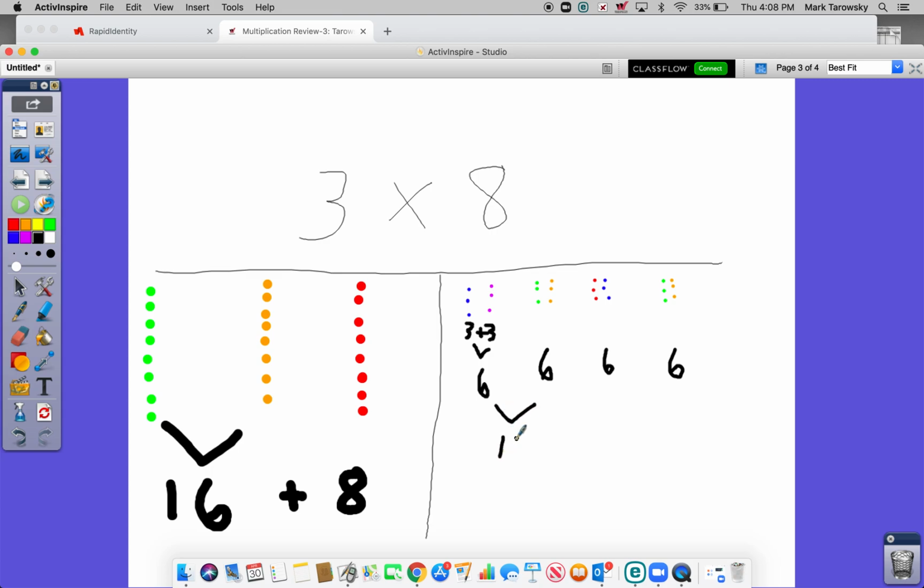Now, some of you might decide, okay, it's a lot easier for me to work with doubles, and that is just fine. Some of the rest of you might go, I'd rather have less groups and more in each group, and then I can do a double and get to 16 and then add 8 more to get to my 24 that way. It's really going to be what you're most comfortable with, really looking at those numbers.